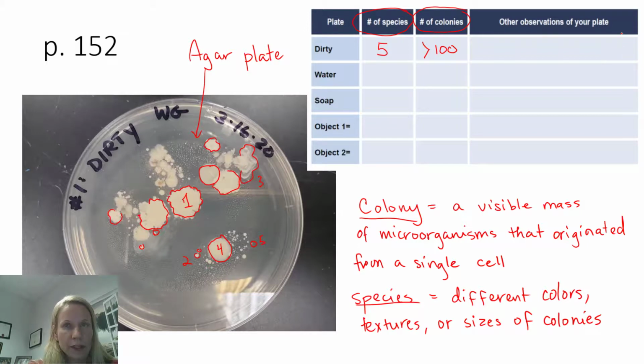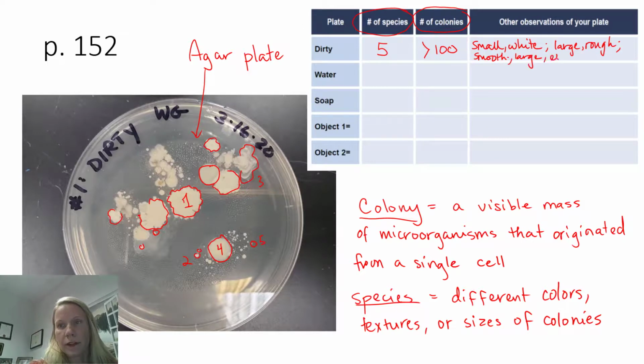Here in this box, you can describe what you observe in the plate, okay? And so maybe the shapes of the colonies. So we see small white colonies. We see large rough colonies. We see smooth, large, etc. So that's just giving us some descriptive words we can use to describe our Petri dish.